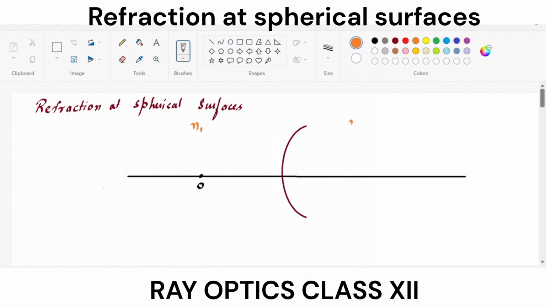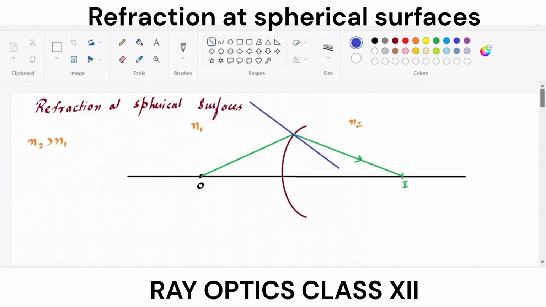and when it is going, this is N1 and this is N2, provided N2 is greater than N1. This will be used in the next derivation, that's why. N2 is, let's say, glass. N1 is, let's say, air. So light rays are going from air to glass, and when they are heading this side, this will make a refraction here and final image I.